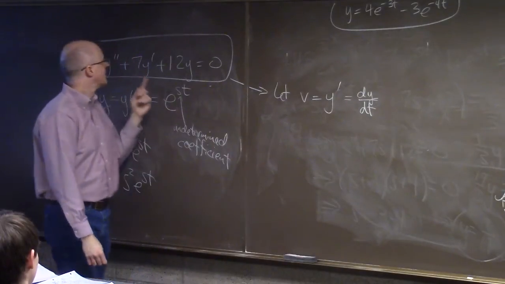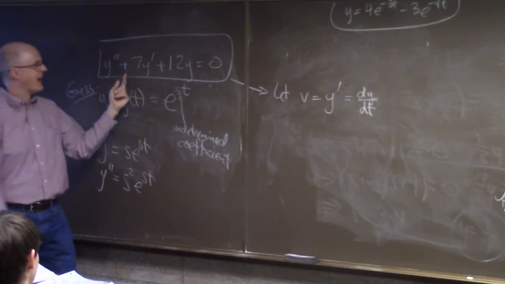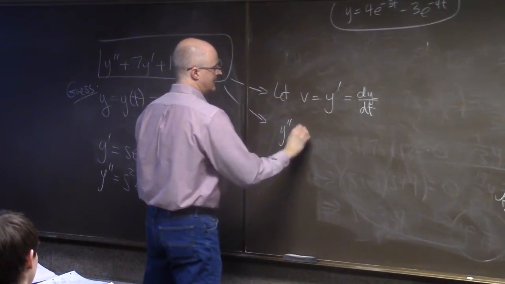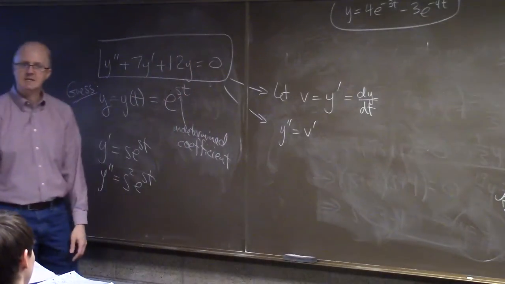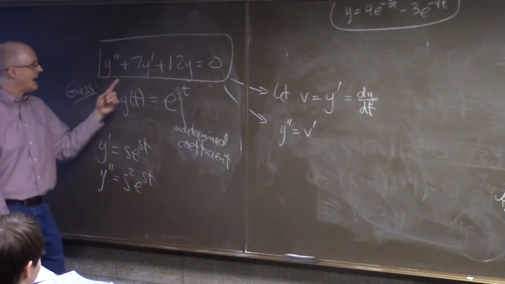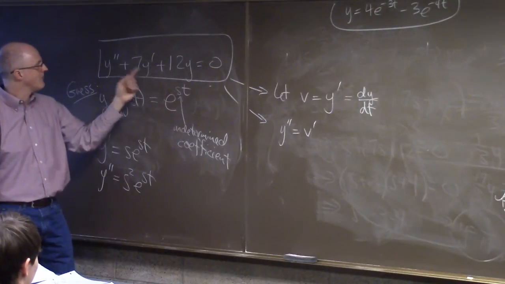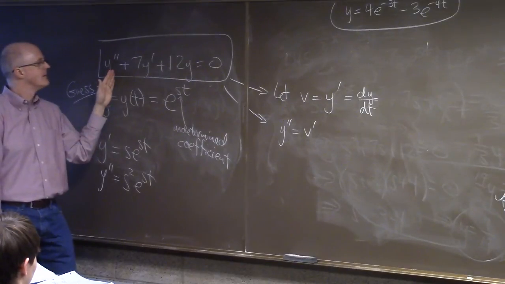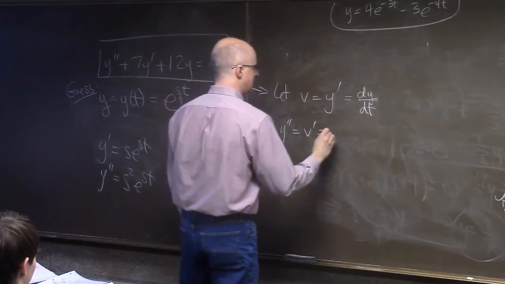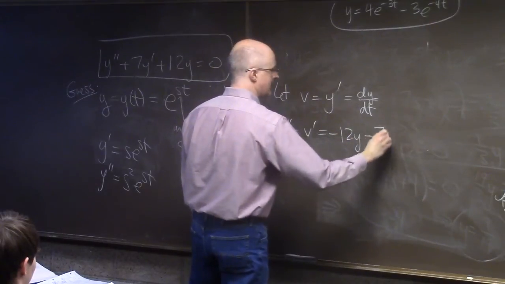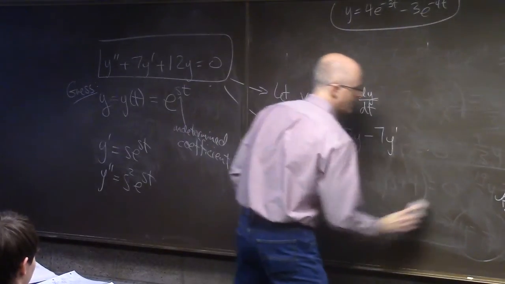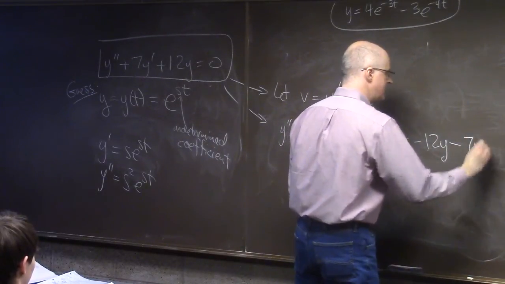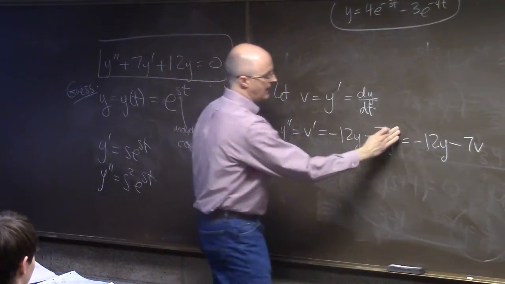The other equation comes from the fact that y double prime is v prime. Those are both ways to represent the acceleration. And y double prime can be written in terms of y and y prime by solving the original differential equation for y double prime: negative 12y minus 7y prime, or negative 12y minus 7v. It's a prime here, not a 1.